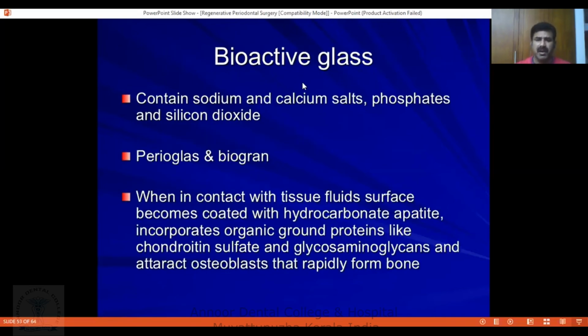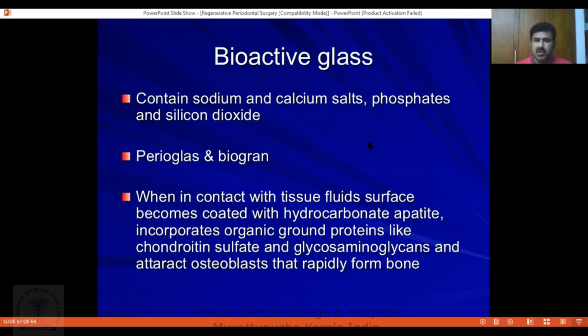Again, you have a type of material known as bioactive glass, which contains sodium and calcium salts, phosphates, and silicon oxide. It is available under the names PerioGlass and BioGran. This particular graft has a peculiar property. When it comes into contact with tissue fluid, the surface becomes coated with hydroxycarbonate apatite and incorporates organic ground proteins like chondroitin sulfate and glycosaminoglycans, and like osteoblasts, rapidly forms bone.